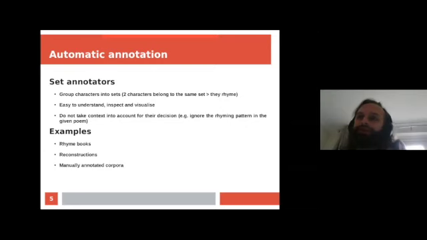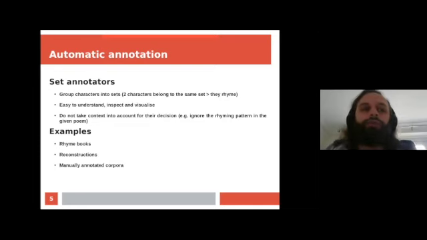There are natural examples of set annotators, or at least of material that we can use for set annotation. Rhyme books are the example of a set annotator par excellence, because they group all the characters that rhyme together. So if you take a rhyme book and take the time to encode it into sets, then you can automatically annotate an entire corpus.